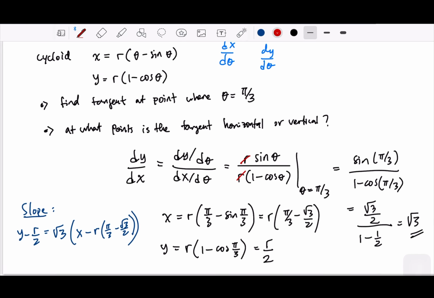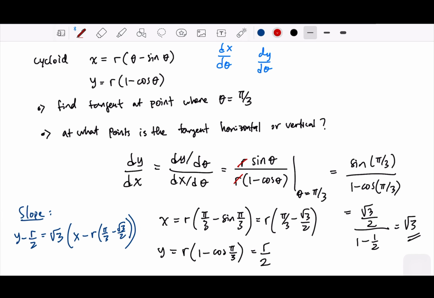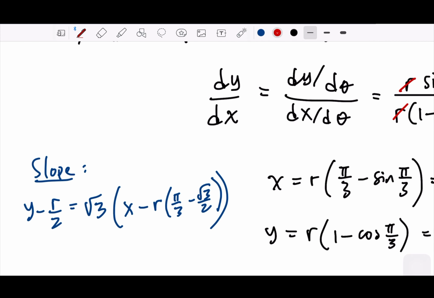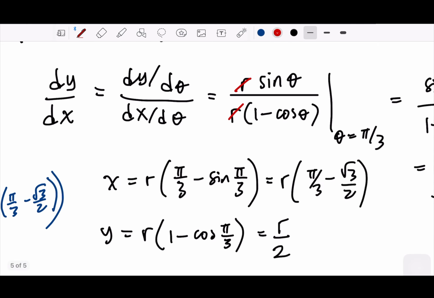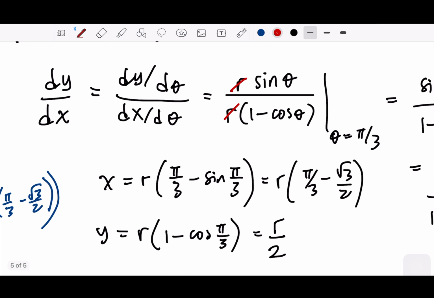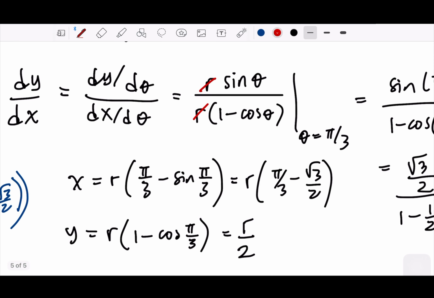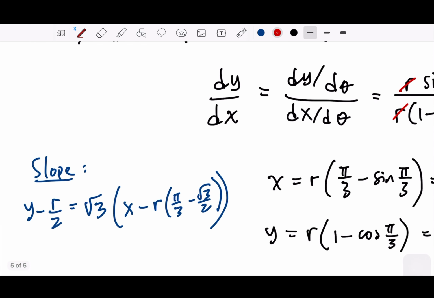Eventually, after you get the gradient, you can put it into the slope. For the position of x and y, you can also input theta into the parametric equations, and so you get the positions. So you get the final equation for the tangent line, right?